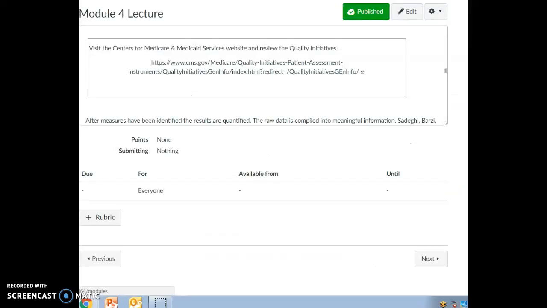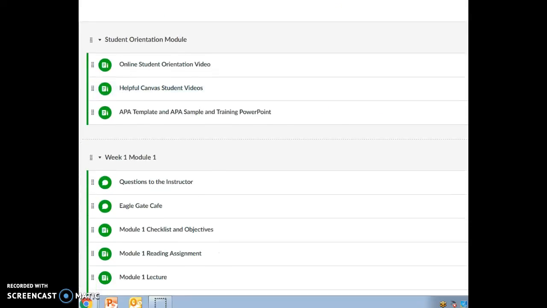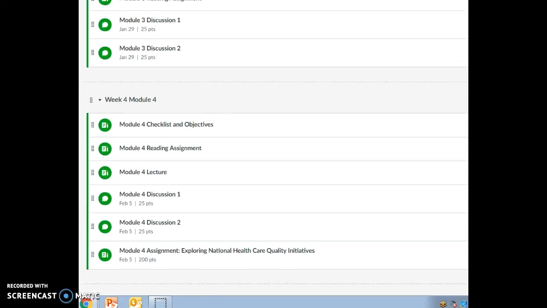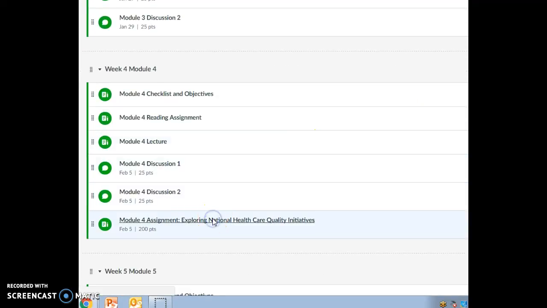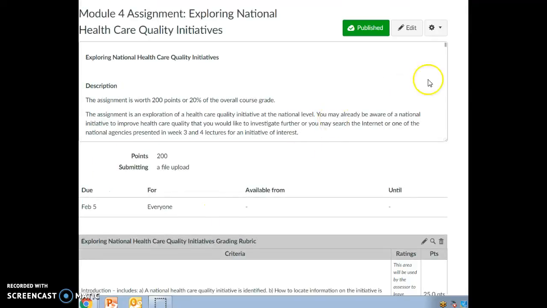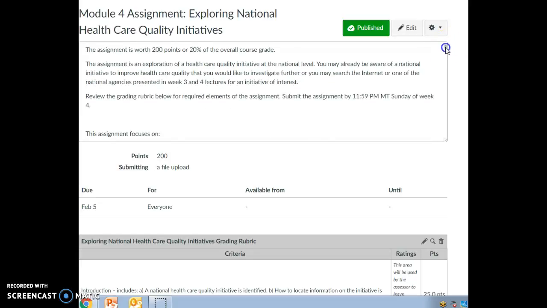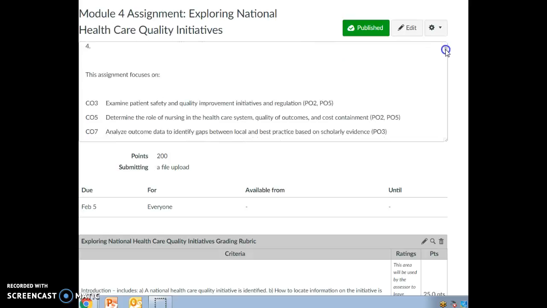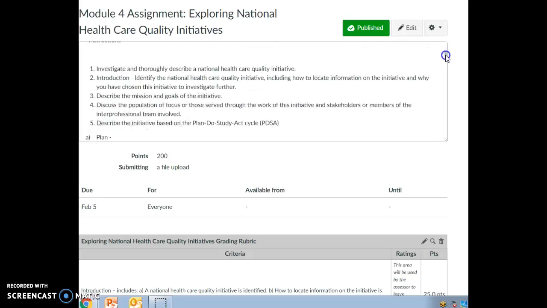All right, so now let's talk about the written assignment. Again, it is a 200-point paper, and again, you'll be following APA format. I'll talk to you about that when I get to the bottom of the rubric. So this is looking at a healthcare quality initiative at the national level. And you may have one already in mind, or you can look into the lecture where I just talked about. It focuses on the objectives, and your paper is to investigate and describe one of these healthcare initiatives.